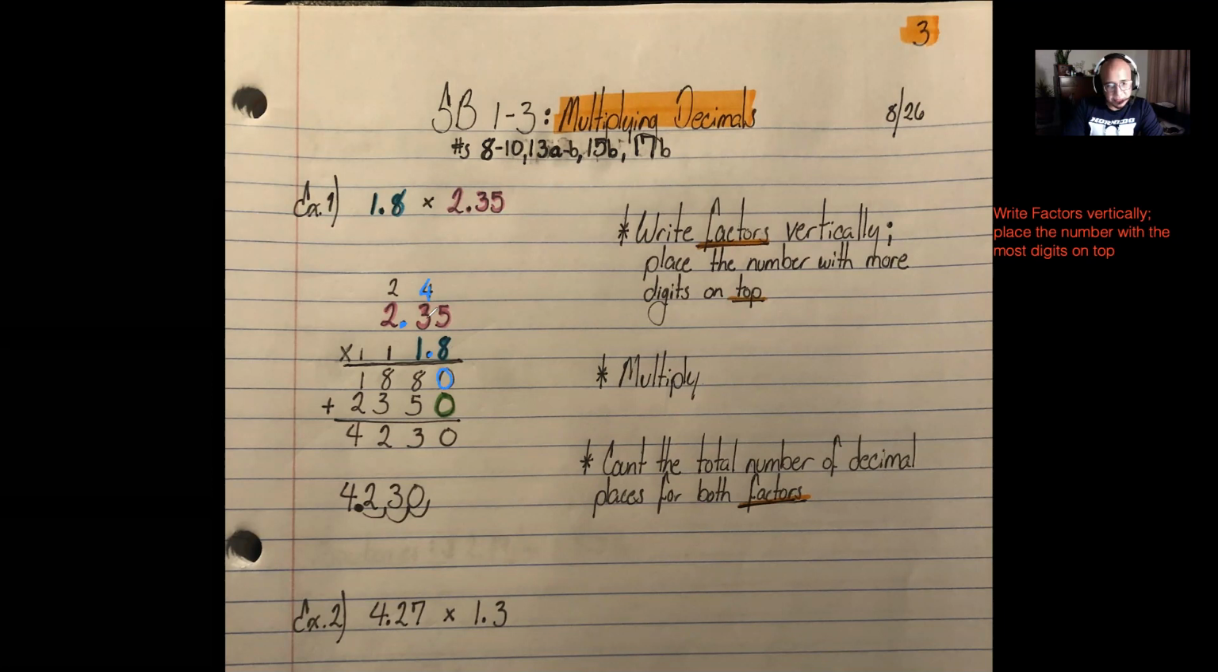8 times 3 is 24. Plus 4 is 28. That's where these numbers came from. 8 times 2 is 16. Plus 2 is 18. There we go. This is an 8 right here. Good. Now, because I am done with this first row, I'm done with the 8, I am going to write a 0 right here. So that's why there's a 0 right there.